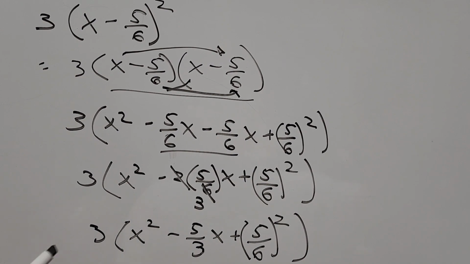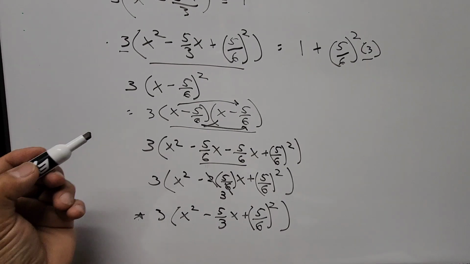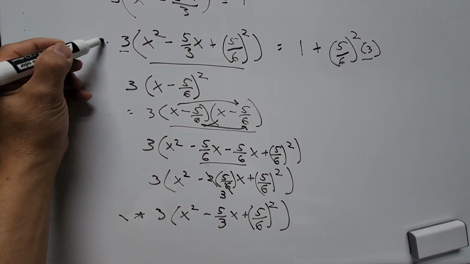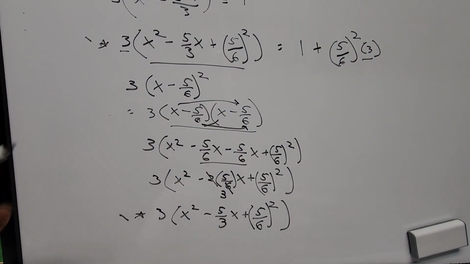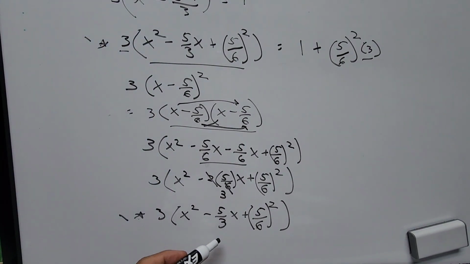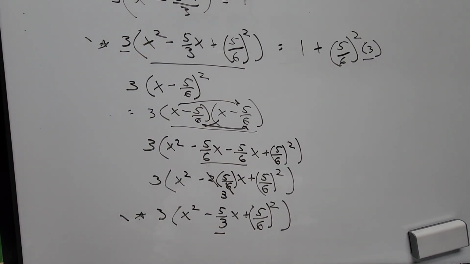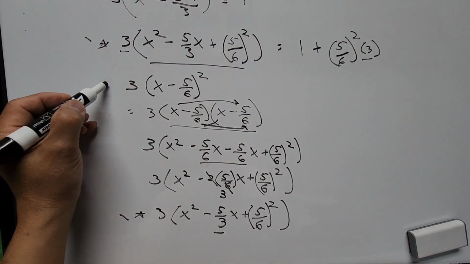So now to compare, this part right here is exactly the same as this part right here, right? So we have negative 5/3 x, that's the middle term, the same way on here. And the third term, (5/6) squared, the same thing. All right. And so we're going back to this part, okay?